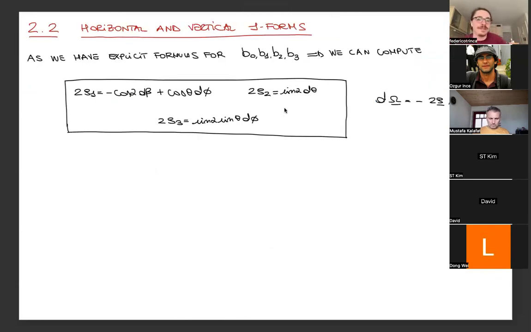Now we have explicit formulas for our orthonormal coframe, and so we can compute the connection one forms for the anti-self dual bundles, rho 1, rho 2, and rho 3, and they have this explicit formula. You can compute it, and I do suggest, if you're interested, to just compute d of omega and check that d of omega is equal to minus 2 rho wedge omega, and then you'll see that this equality holds, and so rho 1, rho 2, and rho 3 are indeed the correct one forms.